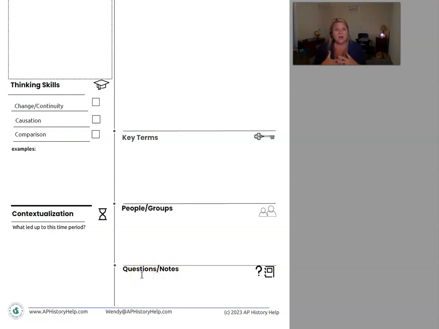Now, if there's ever not enough space on a piece of paper or in a box that I've given you, you could get these little sticky notes or even the bigger sticky notes and just put them on there as an extension of that space.